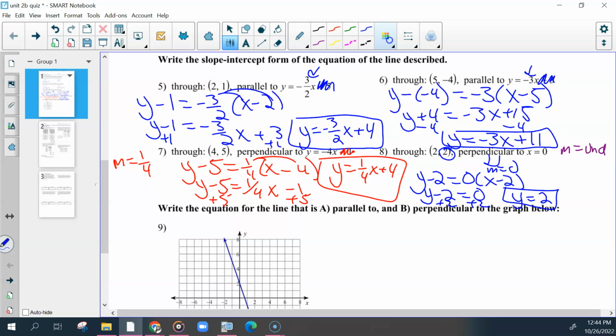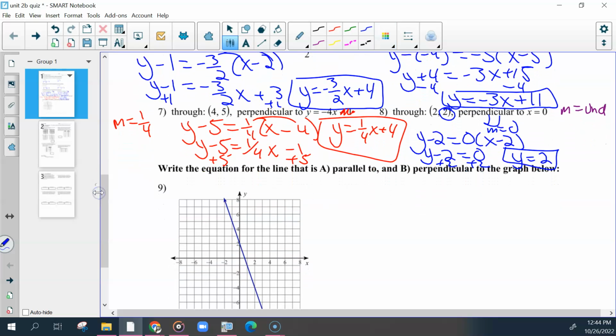Yes? I put down y equals 0 and you gave me half. Because you have the right type of equation, but not the right answer. Oh, 8 was only worth 1 point, not 2. Okay, questions on 8?